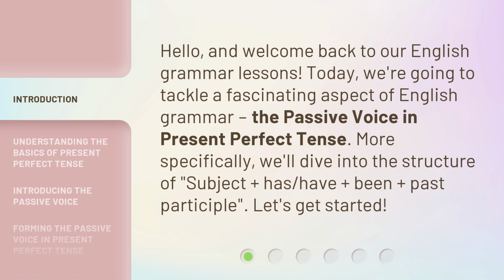Today, we're going to tackle a fascinating aspect of English grammar, the passive voice in present perfect tense. More specifically, we'll dive into the structure of subject plus has/have plus been plus past participle. Let's get started.